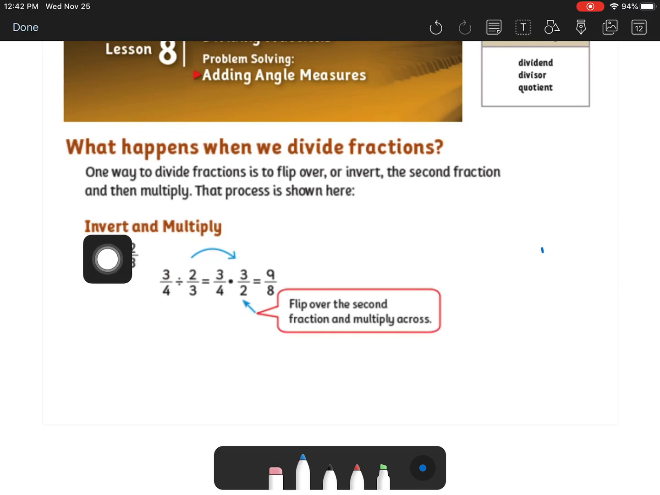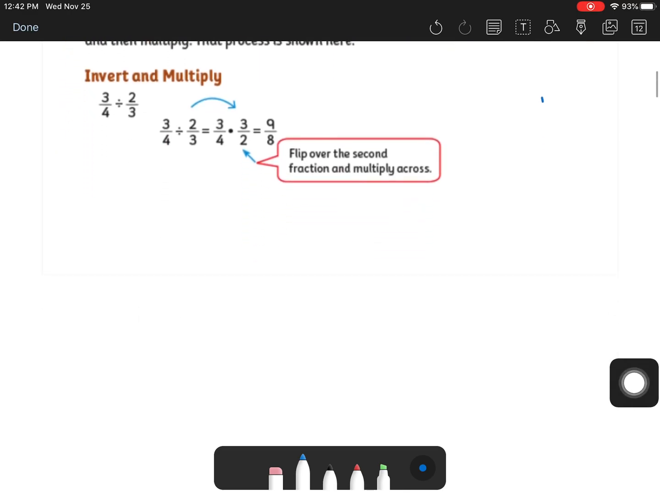the main strategy for dividing fractions is basically you invert and multiply. So what that means is the second fraction, you're going to flip that one over, and so where we had 3/4 divided by 2/3, that's going to become 3/4 times 3 over 2. So you always flip the second fraction over, and then you just multiply across like normal. So 3 times 3 is 9, and 4 times 2 is 8. So they say invert and multiply. Some people say flip and switch. So you flip the fraction, you switch the sign to a multiplication.